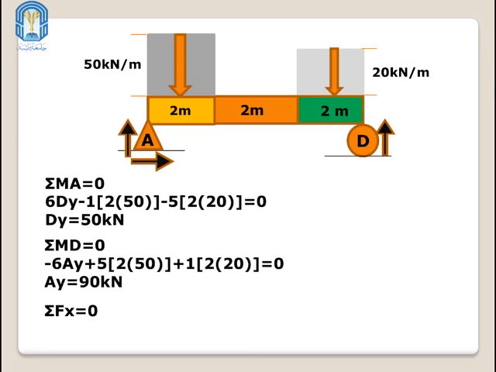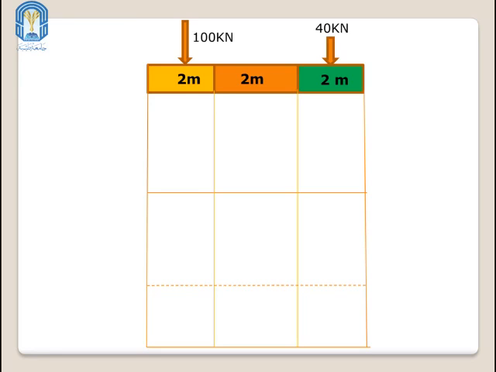And why will it be equal to 0? Because there is no other force in the x-axis. Now, after we determine our reactions, the first one and the second one, we can draw our shear force diagram and our bending moment diagram.